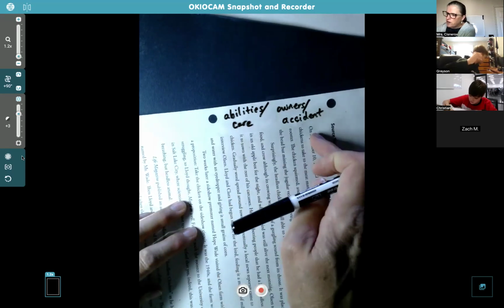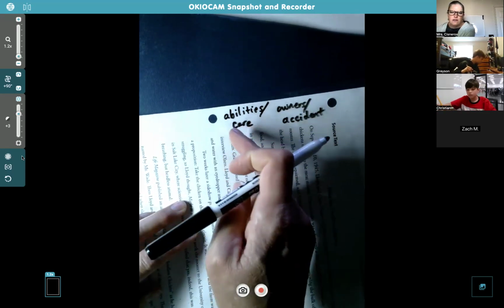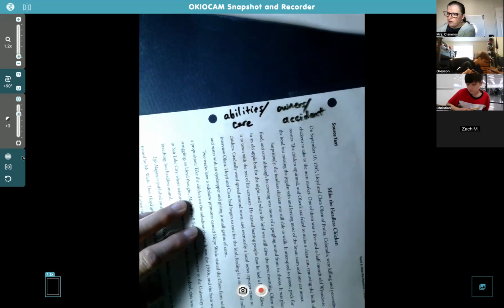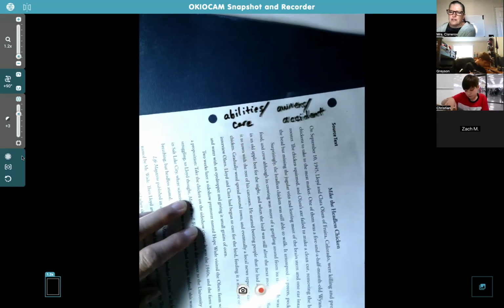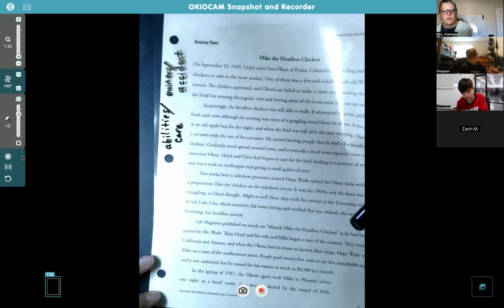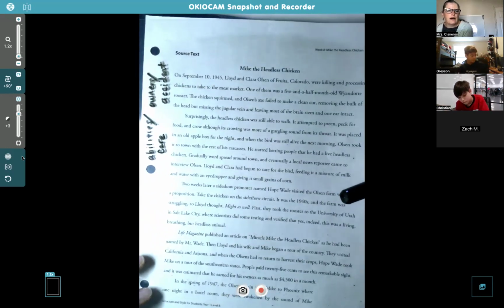So we've got the first paragraph says owners and accident. Second paragraph says abilities and care. So what we're doing is keeping track of these paragraphs and what they're mainly about.